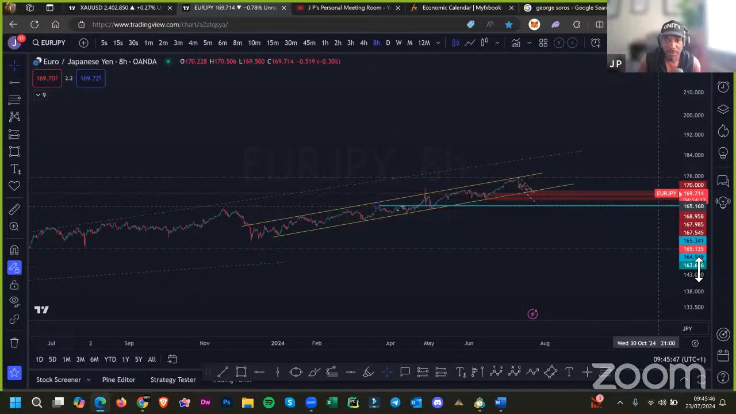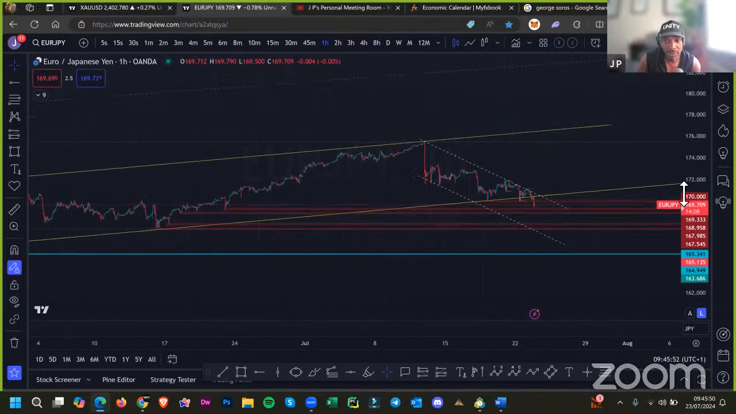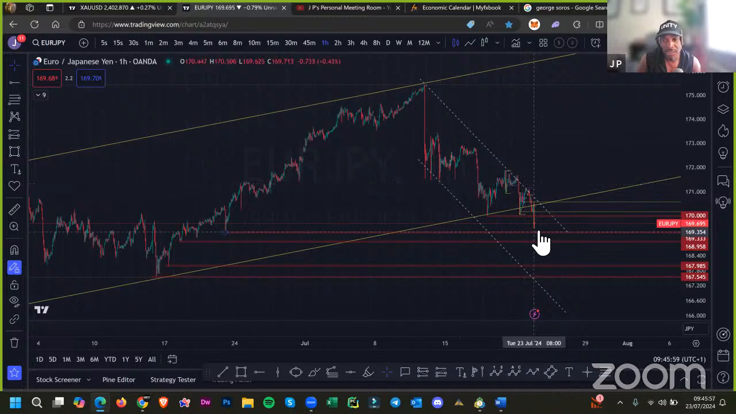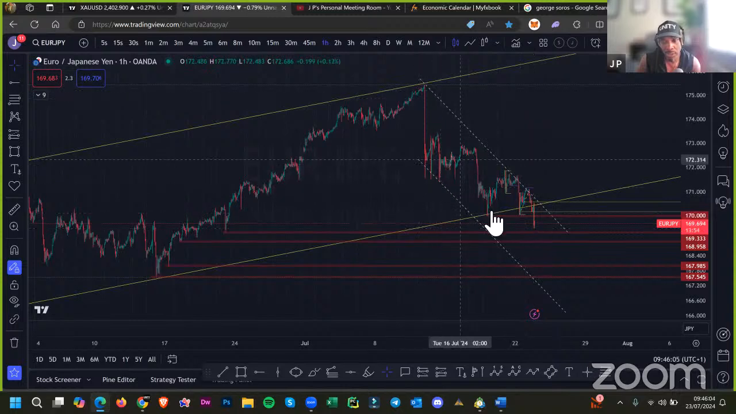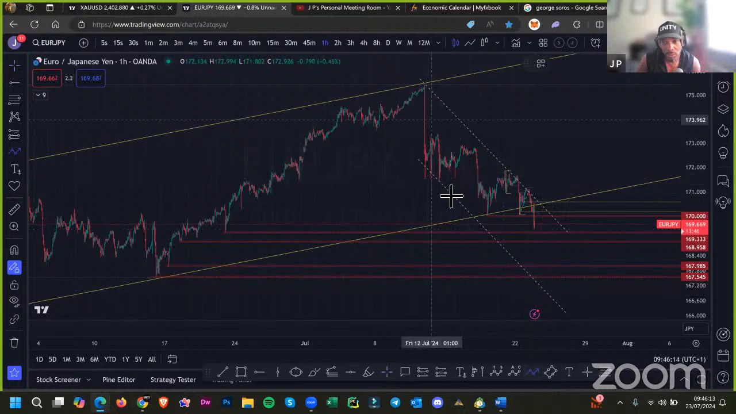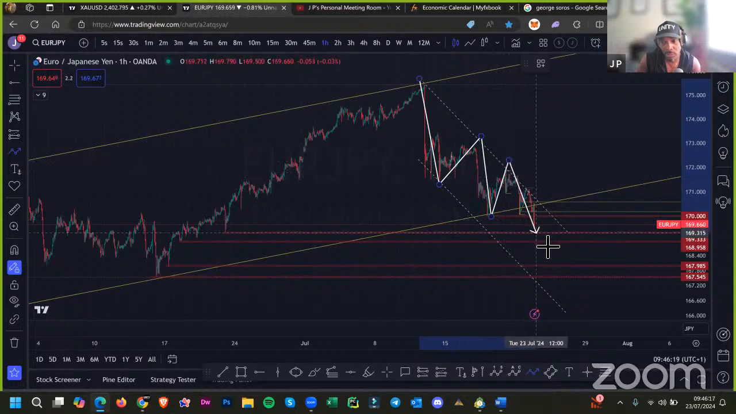If I go to my 1 hour time frame, this market has been making lower lows, lower highs, lower lows, lower highs, lower lows. There's nothing to say it's going to stop doing the same thing. Yes, I've drawn some yellow lines in, but the market's been making lower lows, lower highs, lower lows, lower highs, lower lows. What could it do next? What could next be on the cards?